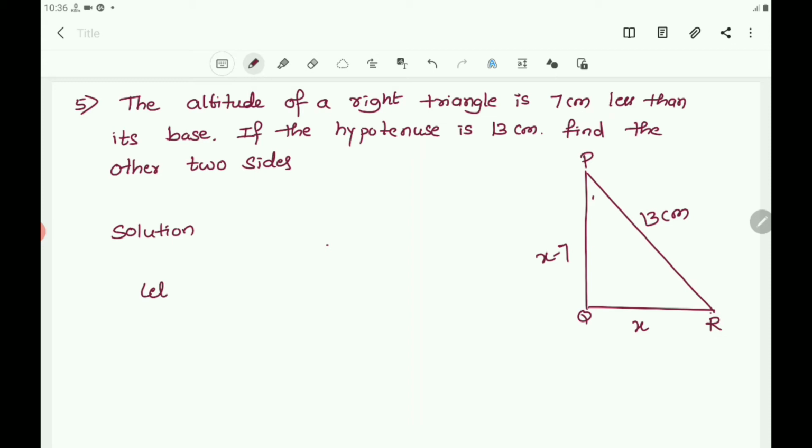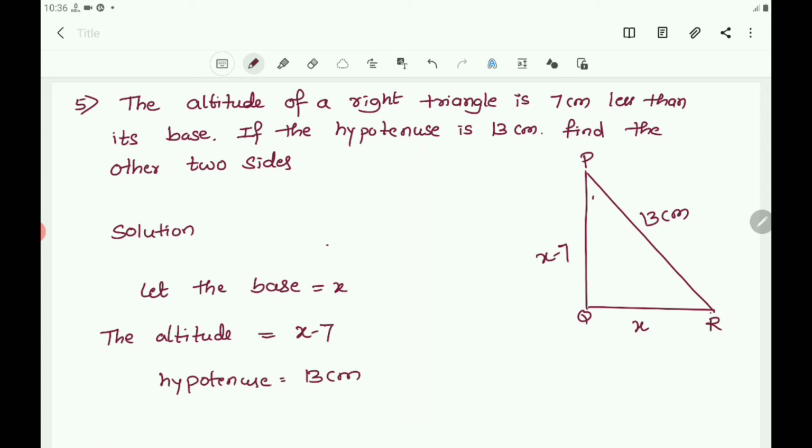Let the base equal x, then altitude equals x minus 7, because it is said that the altitude is 7 centimeter less than its base. Next, the hypotenuse is given, that is 13 centimeter.